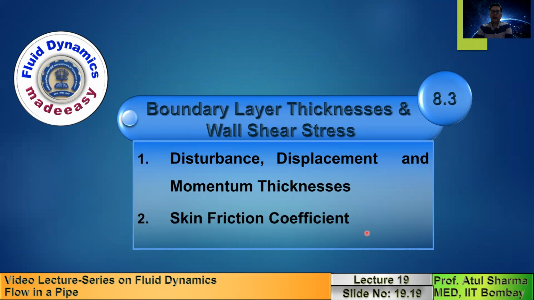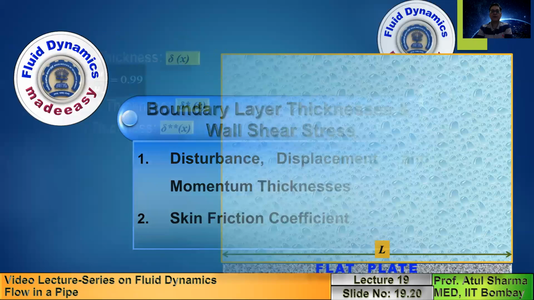So I started with an introduction, then I had presented the scaling analysis to derive Prandtl's boundary layer equations and expressions for non-dimensional boundary layer thickness and skin friction coefficient, where I had shown that they are inversely proportional to the square root of Reynolds number based on the length of the plate. Now I'll present three different types of boundary layer thickness and finally the expression for non-dimensional boundary layer thickness and wall shear stress.